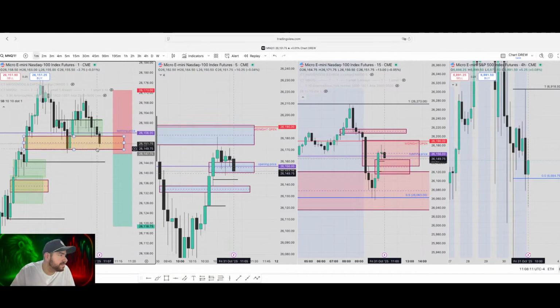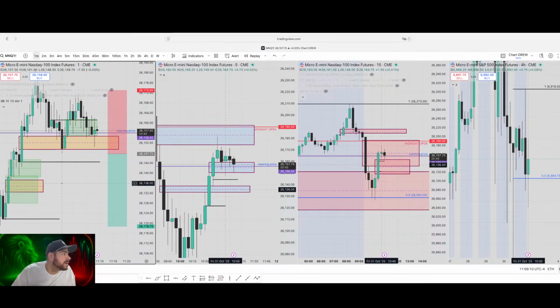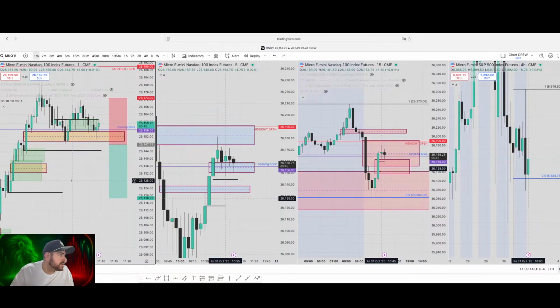Okay, let's see if we get this close under here. See if we get it. I want to see us go below this. That's what I want to see. That's what I really want to see.